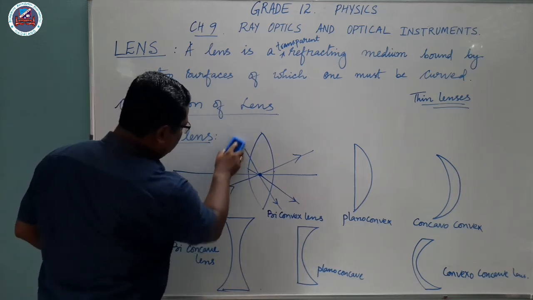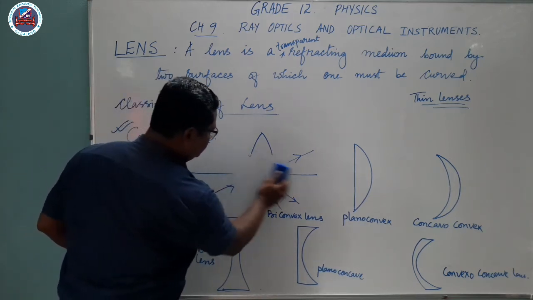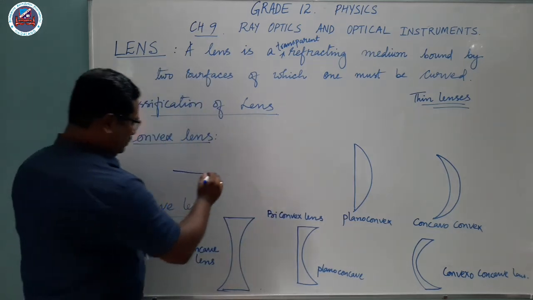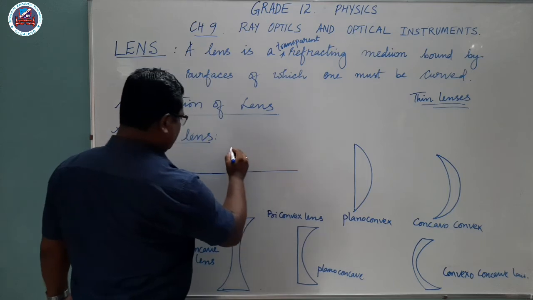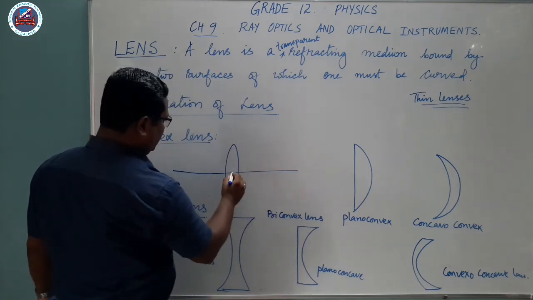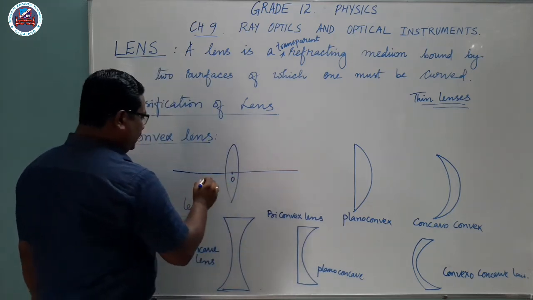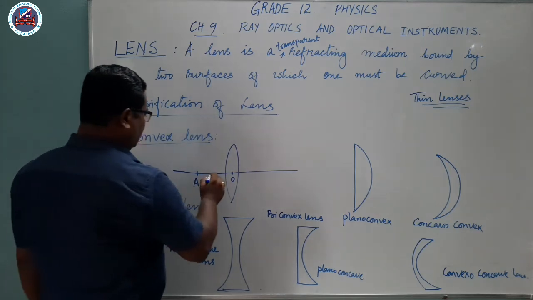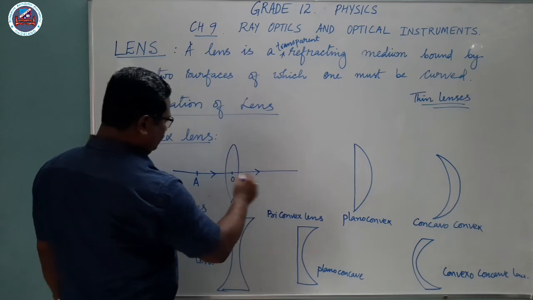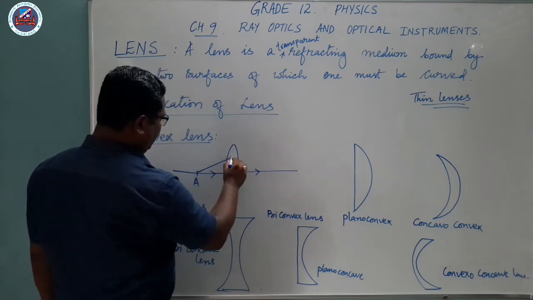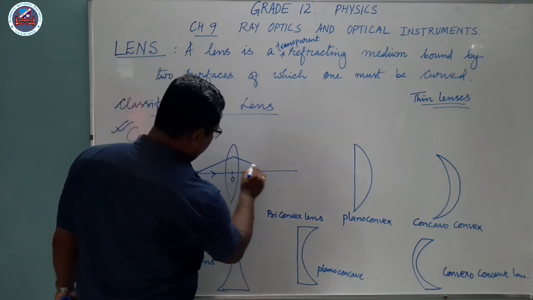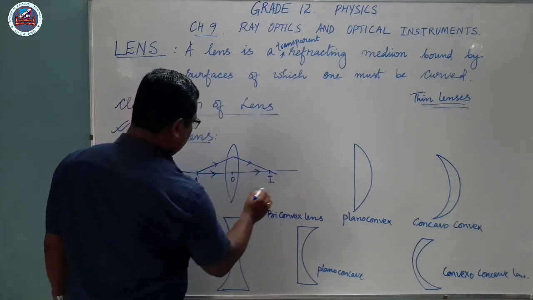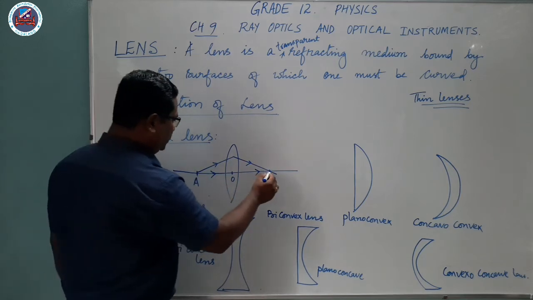So to see their converging action and diverging action in all the 6 types of lenses, I have drawn the principal axis here. This is the optical center. If I keep any object here, suppose A is the position of the object, then the ray which passes through the optical center passes straight. The second ray, if I take like this, then it will converge. So the image will be formed here. This is the point object, this is the point image.